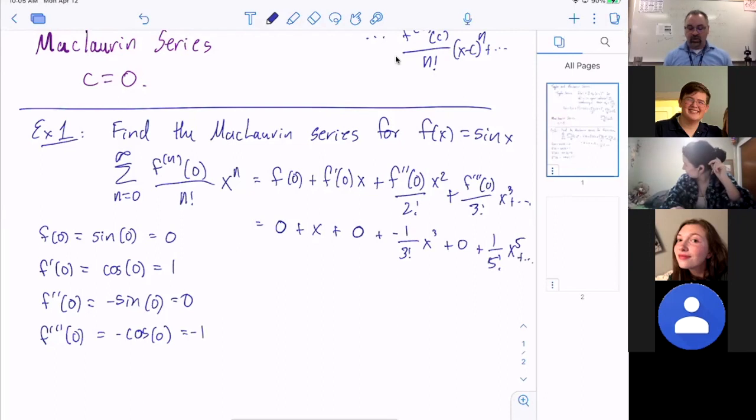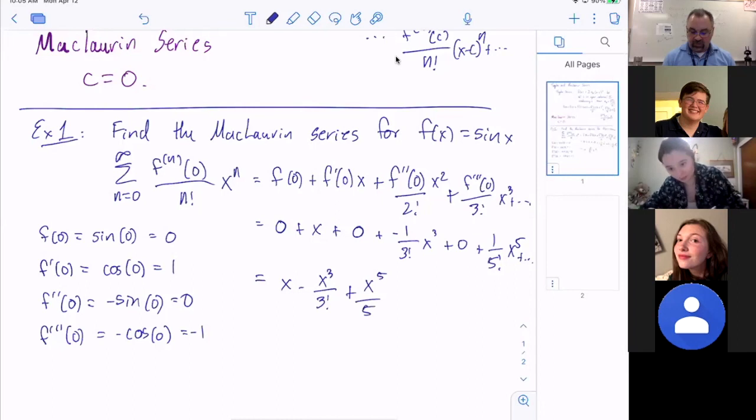And this is going to continue on like so until we get, basically, what we saw before: x minus x cubed over 3 factorial plus x to the fifth over 5 factorial minus x to the seventh over 7 factorial, so on and so forth.